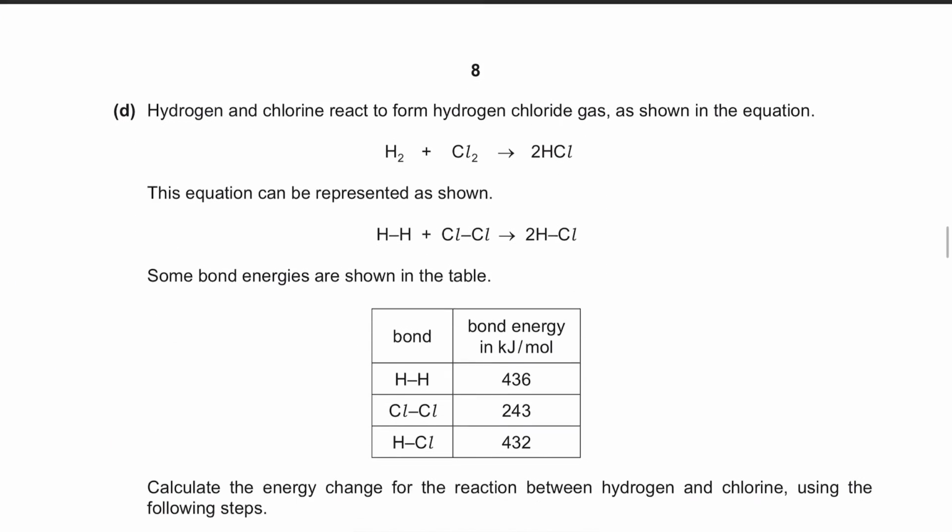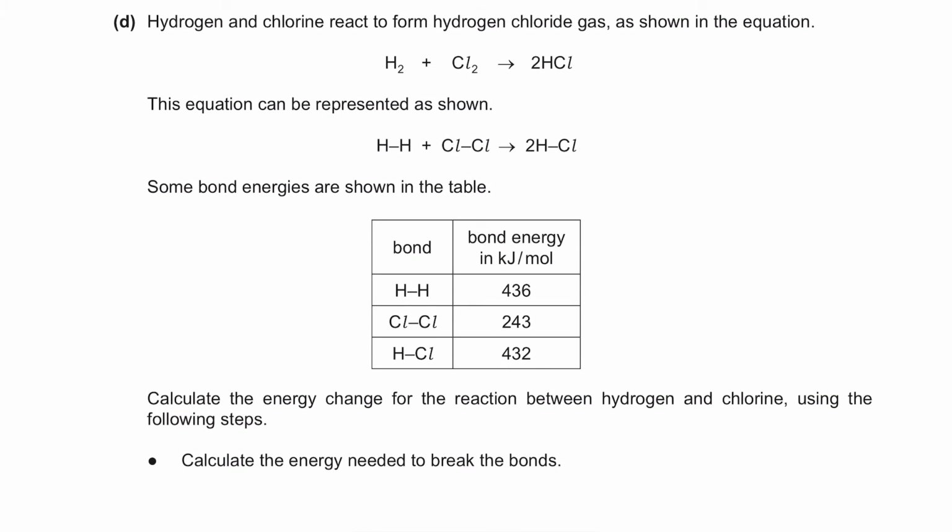Part D. Hydrogen and chlorine react to form hydrogen chloride gas as shown in the equation. H2 plus Cl2 gives 2HCl. This equation can be represented as shown. Some bond energies are shown in the table. Calculate the energy change for the reaction between hydrogen and chlorine using the following steps.